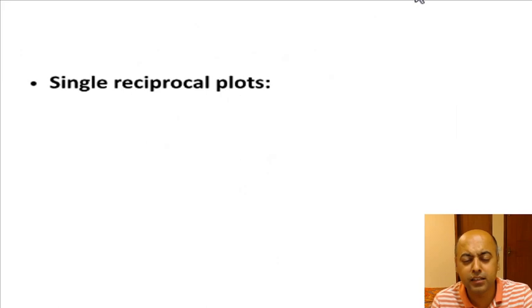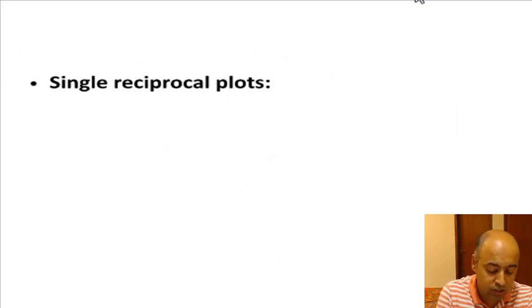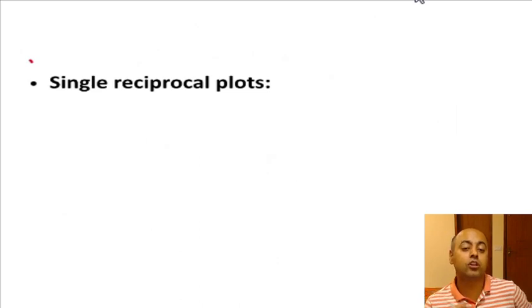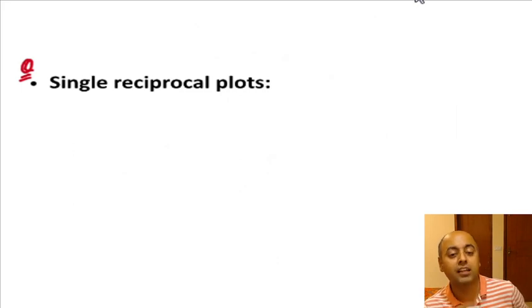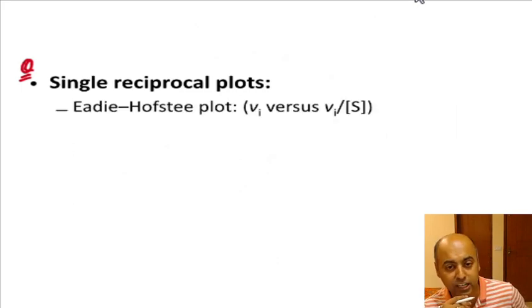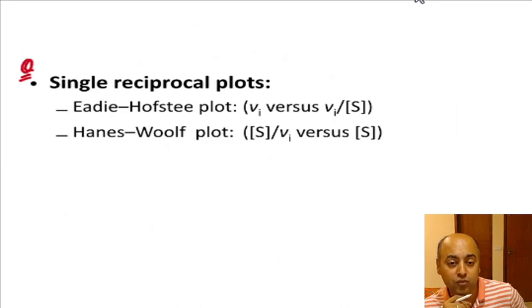Rarely, very rarely, if the examiner is in a bad mood, you may get a question on the single reciprocal plot. Here you have to know only two things. Number one, tell me some names for single reciprocal plot. Answer is Eadie-Hofstee plot and the Hanes-Woolf plot. The Eadie-Hofstee plot and the Hanes-Woolf plot.